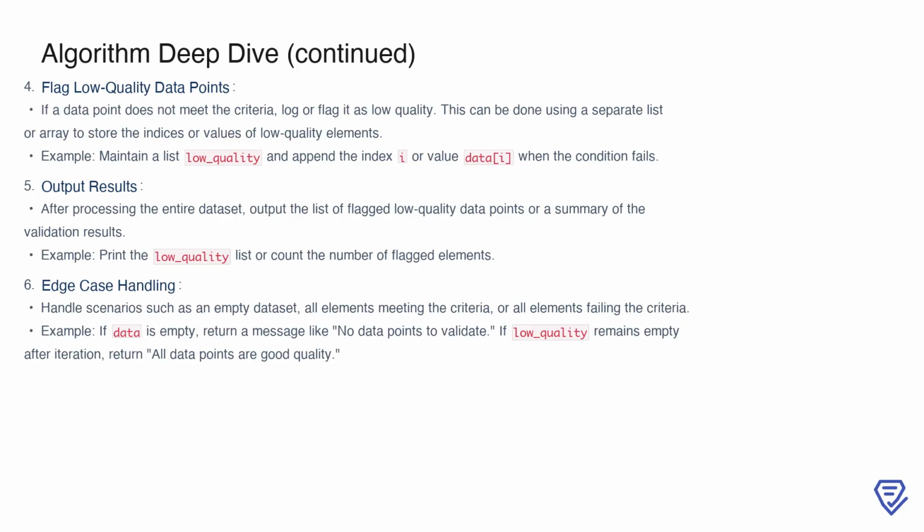Additionally, it is essential to handle edge cases to ensure robustness. Scenarios such as an empty dataset, all elements passing the quality check, or all elements failing it must be accounted for. For example, if the dataset is empty, the algorithm might return a message like no data points to validate. Similarly, if no elements are flagged as low quality, it would return all data points are good quality. This ensures that the algorithm behaves predictably under all circumstances.